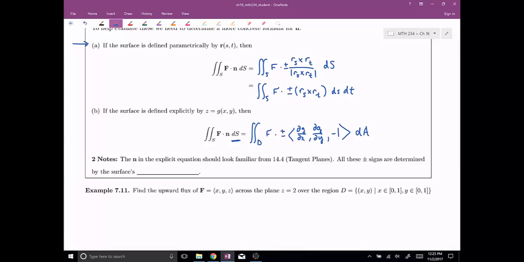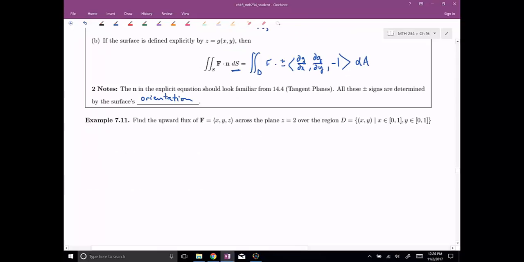There we go. So again, the n in this explicit equation should look familiar from 14.4. That's where we first brought up this idea of tangent planes. And finally, these plus and minus signs are just determined by the surface's orientation, so this is going to be specified to us. So let's see an example. This will make a lot more sense as we start to compute some of these things.